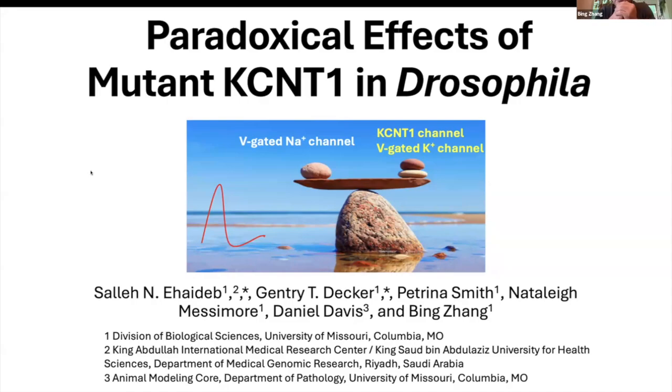My laboratory uses Drosophila to model this disease. As you all know, KCNT1 is a gain-of-function potassium channel. So the interesting question here is how can a gain-of-function potassium channel induce a seizure and a behavior defect? So that's what we're hoping to get some answer to using Drosophila.